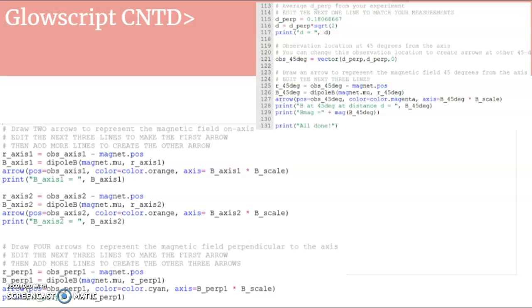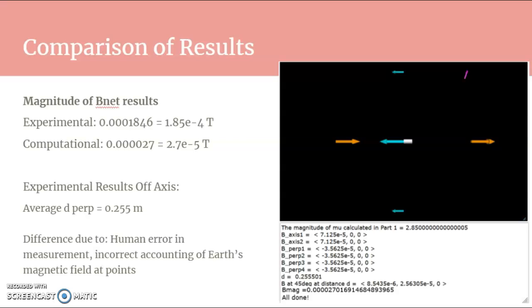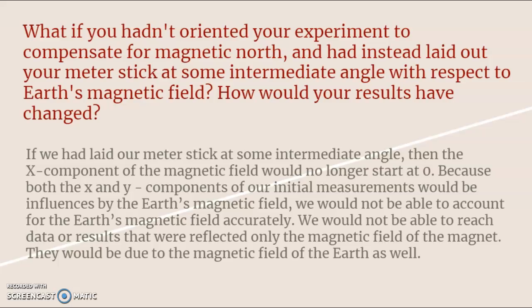I will link this Glowscript code in the description so that you can look at it more thoroughly if you would like to. As you can see here, my Glowscript code resulted in results very similar to the ones I observed. Our average perpendicular distances were very similar at 0.255 meters. And my experimental and computational results for the magnitude of the net magnetic field differed slightly, as you can see above, and perhaps this is due to human error in measurement or incorrect accounting for the Earth's magnetic field at various points. Lastly, a few questions.